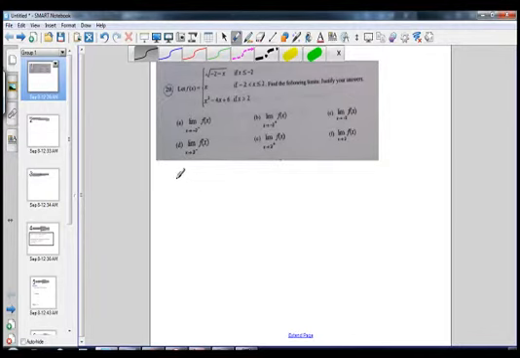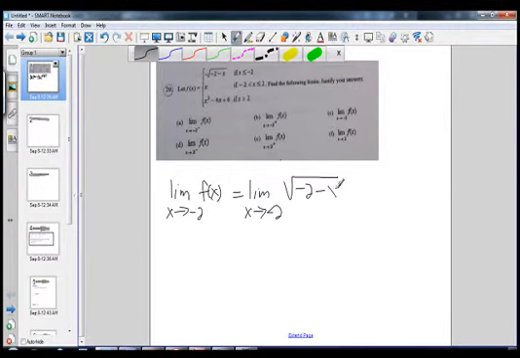We're going to do this limit, and it's the limit from the left as x goes to -2 of f of x. You want to take values of x for f that are less than -2. That would be this, the square root of -2 minus x, and that is the square root of -2 minus -2, which is 0.